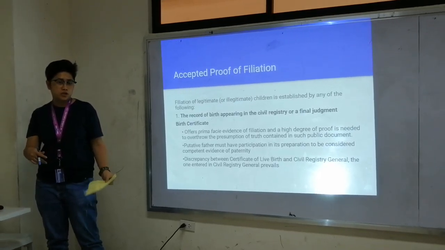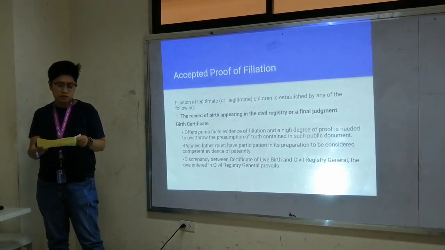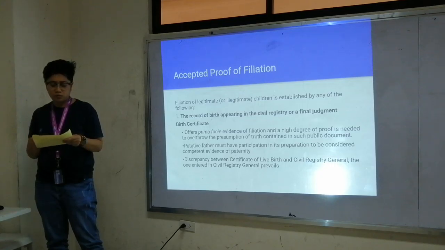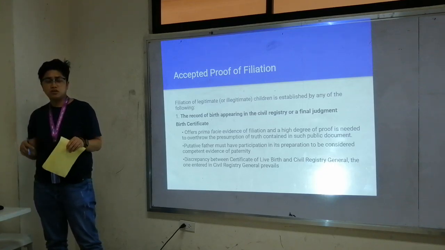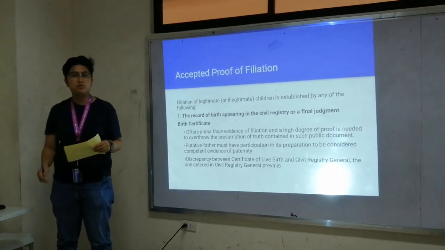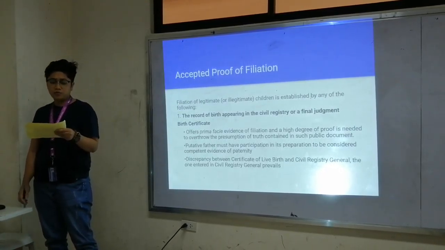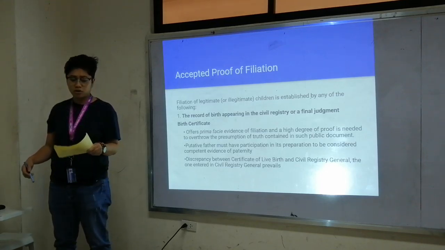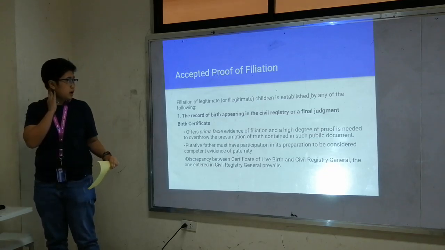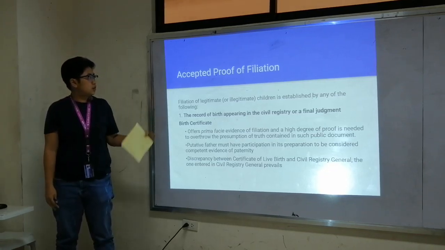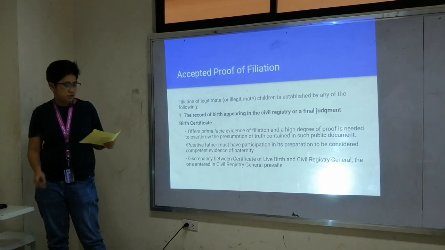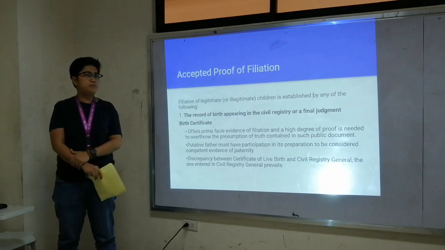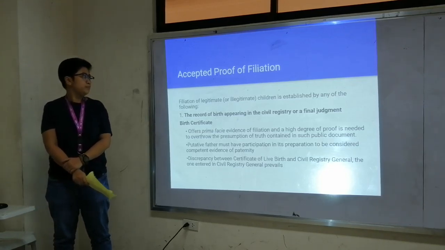Earlier my groupmate discussed that it is only necessary for the proof of filiation when the legitimacy of the child is being questioned, and when the status of a child born after 3 days following the termination of marriage is sought to be established. These are under Article 172. These are the accepted proof of filiation.